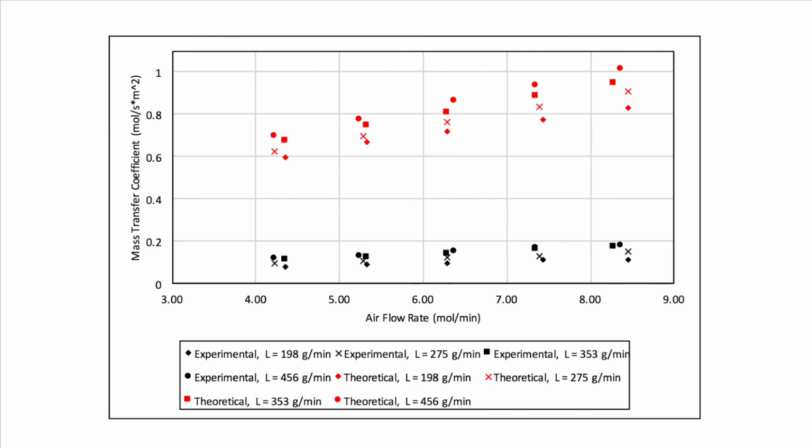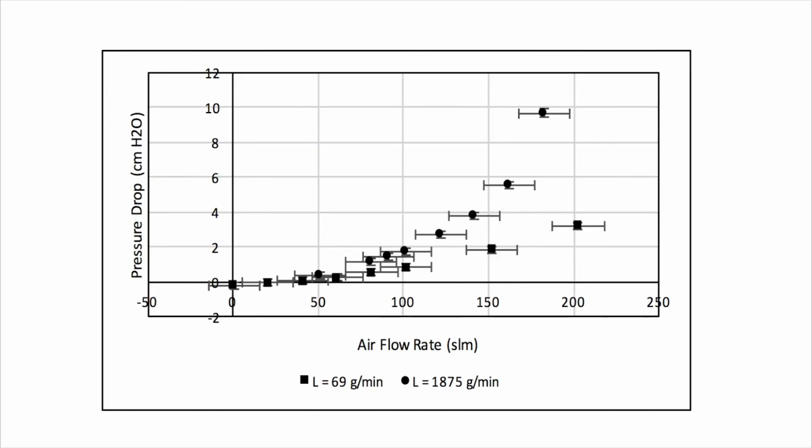This final plot shows the pressure drop in the column as a function of both air and liquid flow rates. As you can see, increasing both the air and liquid flow rates causes an increase in pressure drop. The sharp increase in the slope of the line is due to flooding within the column, which significantly decreases the rate of mass transfer.